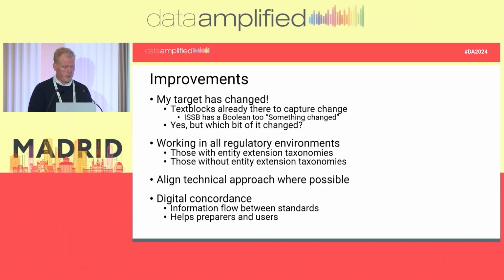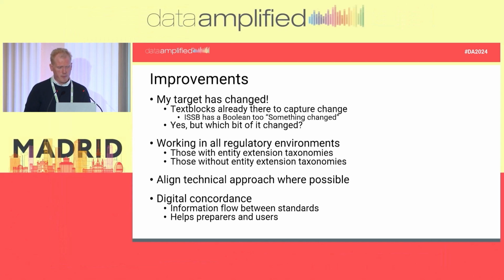So what improvements could we make? My target has changed. Well, they all have text blocks to capture that. ISSB has a nice boolean too, saying something changed. So you know something's changed, but which bit changed? Did someone move their baseline to fiddle things? Did they make their target more, hopefully, more ambitious? So again, you could think, well, we could have more structured stuff there as well as just the text block. Working in all regulatory environments, so those that want entity extension taxonomies, those without, that's a good one for everyone to think about, whether it's reasonable to support that, how one might support that.